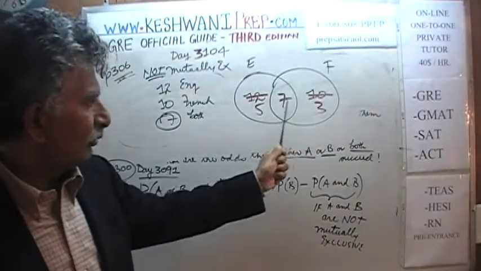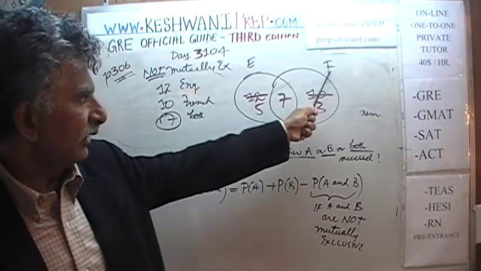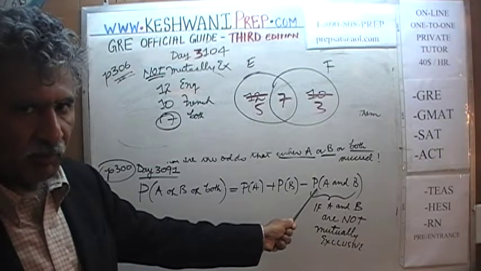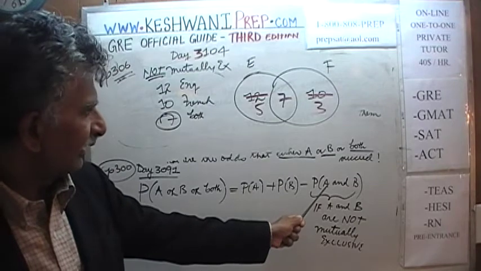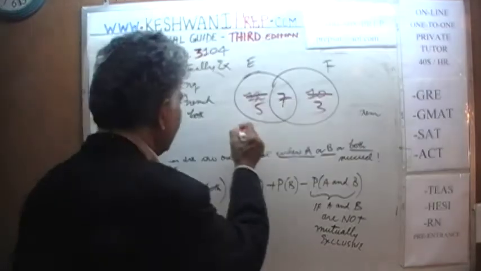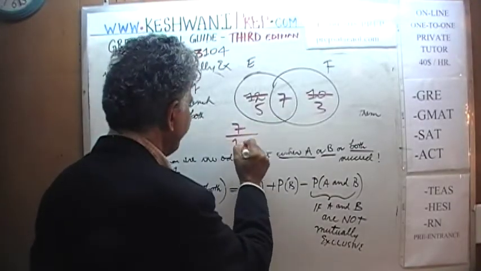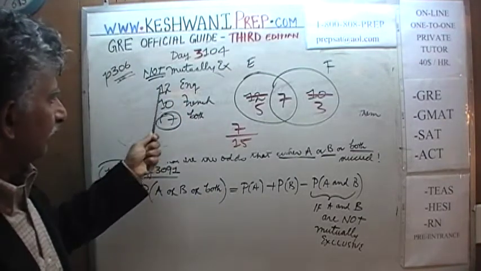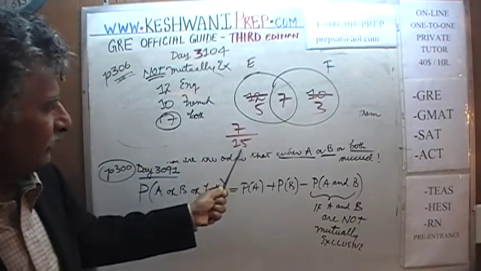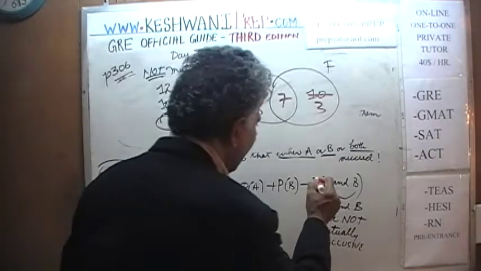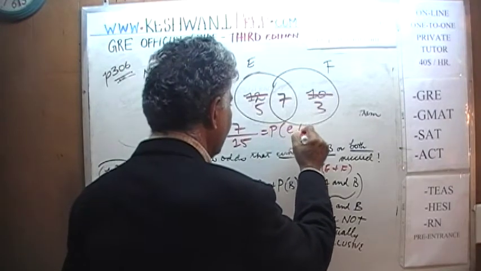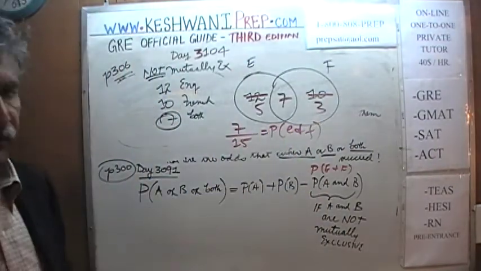There are 10 students altogether taking French, and out of those 10 students, 7 are also taking English. If we were to pick one student at random, the odds that the student is taking both French and English is not 0. It is possible. There are 15 total students here, because this 7 is counted twice. You see, 7 plus 3 is 10, plus 5, 15. Therefore the probability of picking somebody taking both English and French is 7 out of 15.